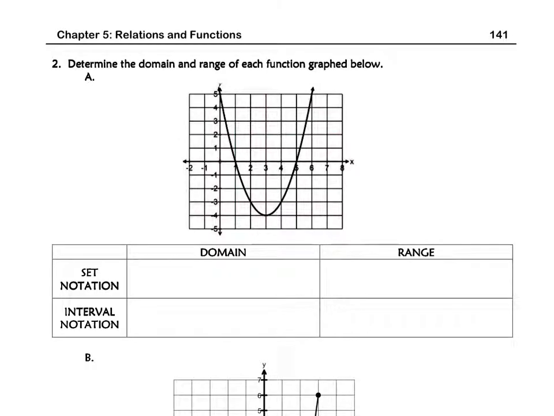So we look at example 2. We want to determine the domain and range for each of the functions graphed here. They're asked to do the two new methods we've learned this chapter, set notation and interval notation. So the domain for this one, this graph continues to go out, out, out. All possible values are used, so that would be x is a real number.